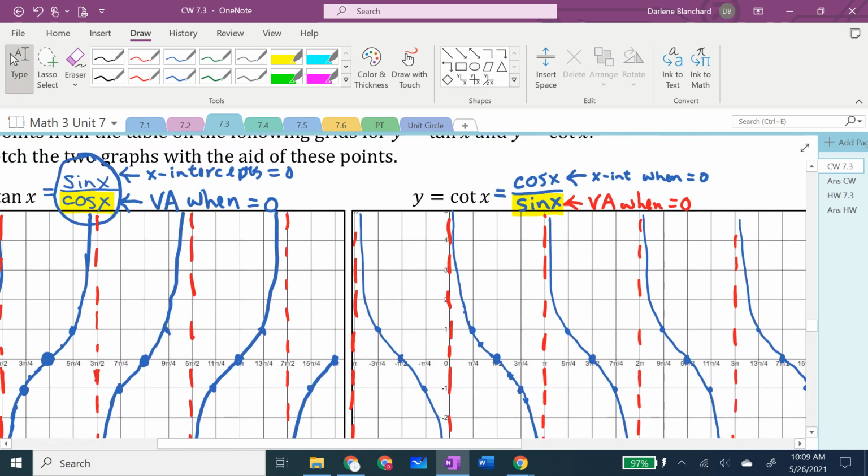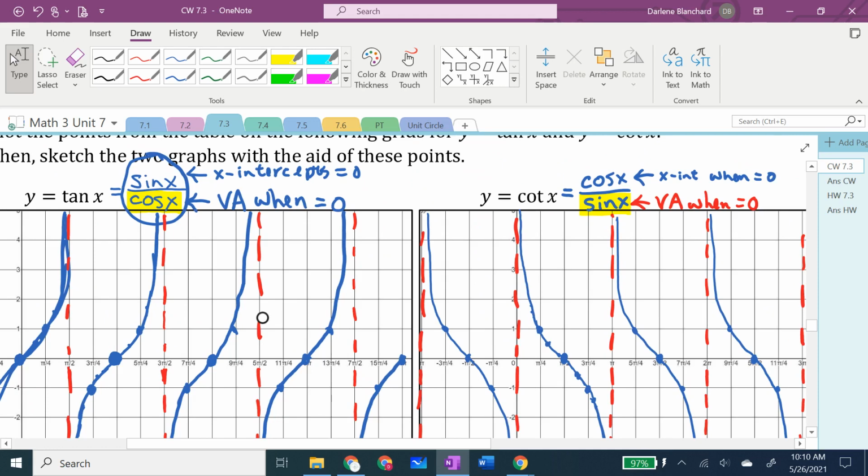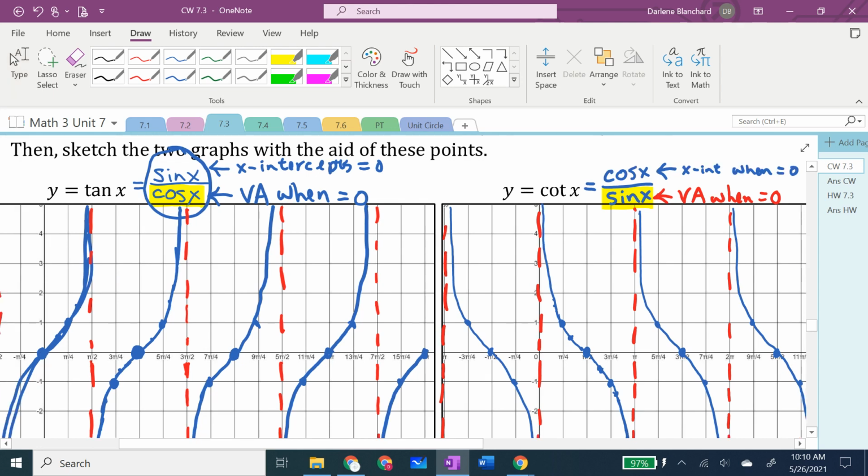And again, the main thing is, if you write them in terms of sine and cosine, then you just need to remember: when the denominator is 0, vertical asymptote; when the numerator is 0, x-intercept. And then it's a matter of remembering which one heads up and which one heads down. And you can always plot points if you need to.